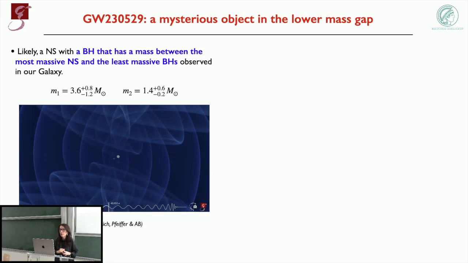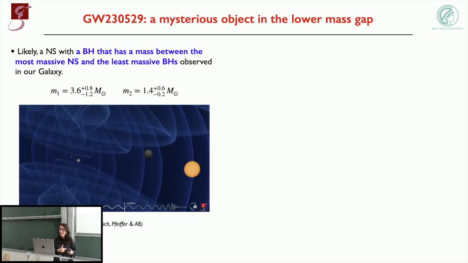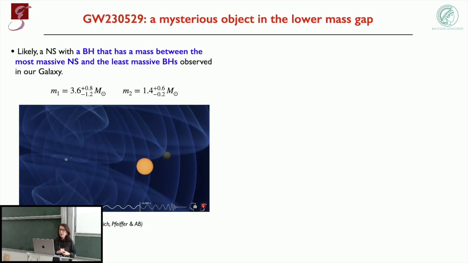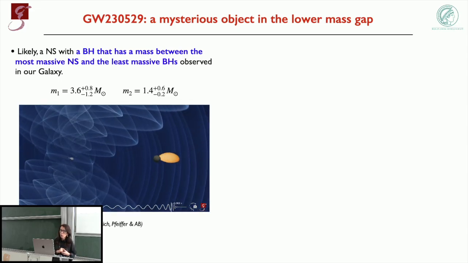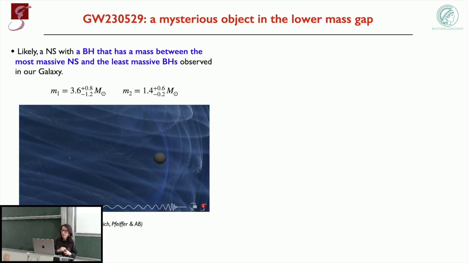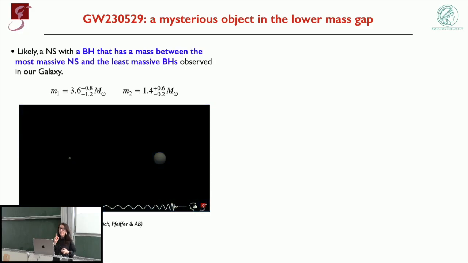Now, I wanted to mention the only event of the latest run, which was published last April. This is a neutron star black hole again. You see here the simulation. And what is interesting about this system is the mass of the black hole. Well, we think it's a black hole, it has 3.6 times the mass of the sun. The other object is a neutron star.